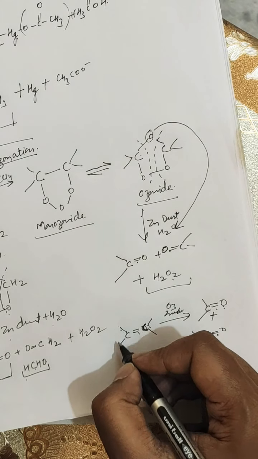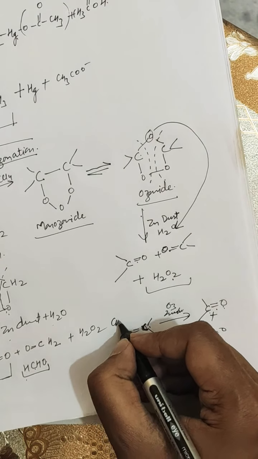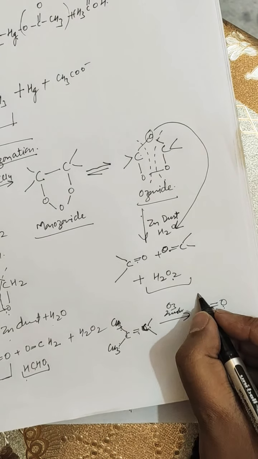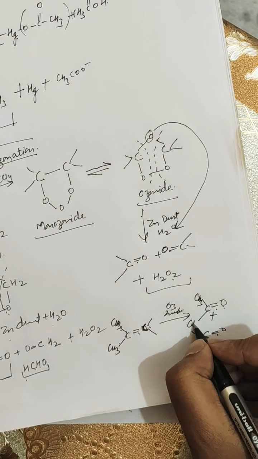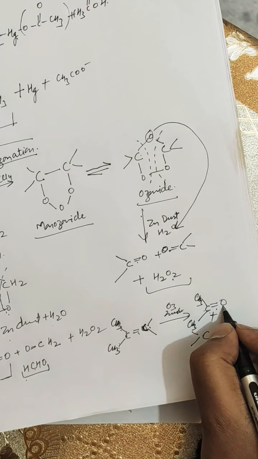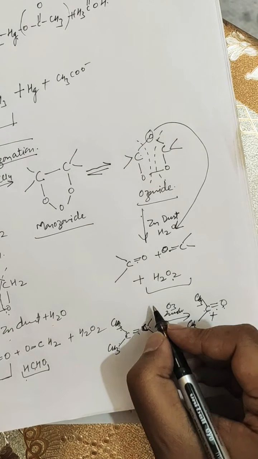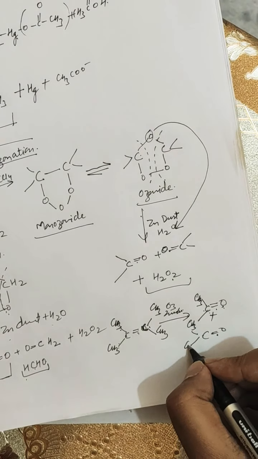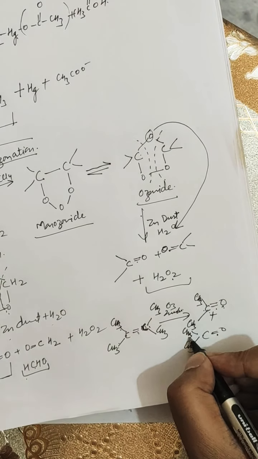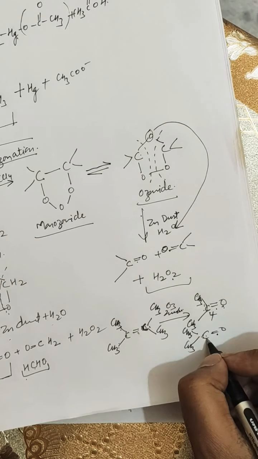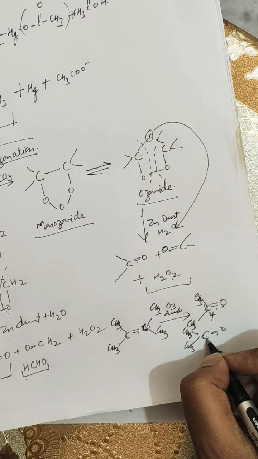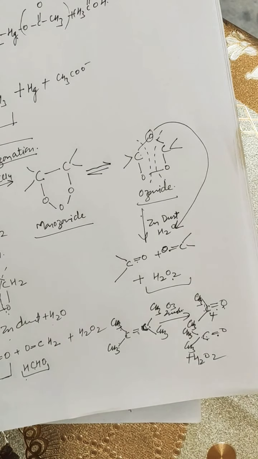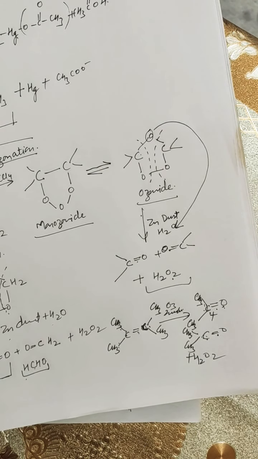Now what will be the product? That depends upon the substituents. Suppose there are two methyl groups attached to this carbon, then there will be the formation of propanone, and acetone is its common name. And suppose there are also two methyl groups on the other carbon, so 2 moles of the same compound will be formed, that is propanone or acetone, plus the side product, that is hydrogen peroxide. So it's very easy.